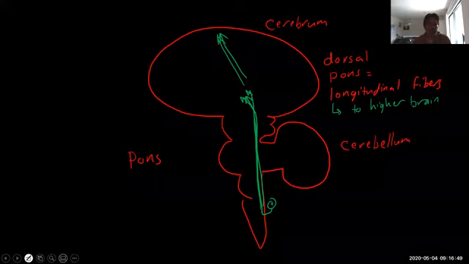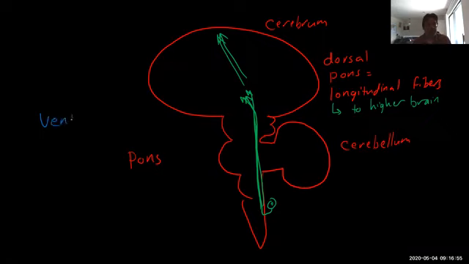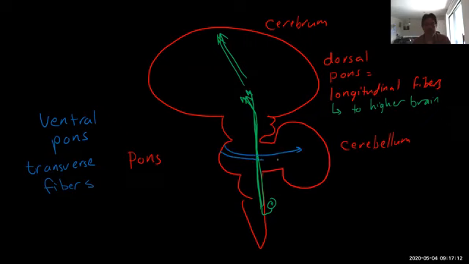On the ventral surface of the pons, though, which will be over here, so we'll say this is our ventral pons, we have different fibers. These are called transverse fibers. And the transverse fibers are heading back to the cerebellum. So they're going to go like this and communicate with the cerebellum. I'll talk more about this later on, but that's a major passageway between the cerebellum and the rest of the brain. So these guys go to the cerebellum.